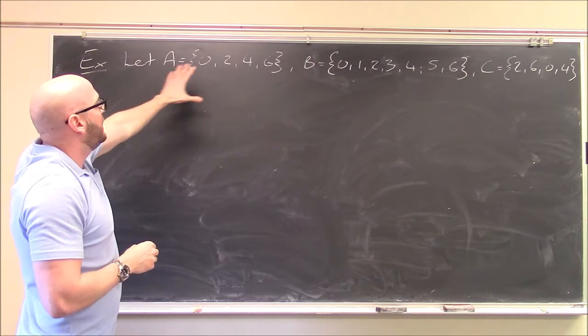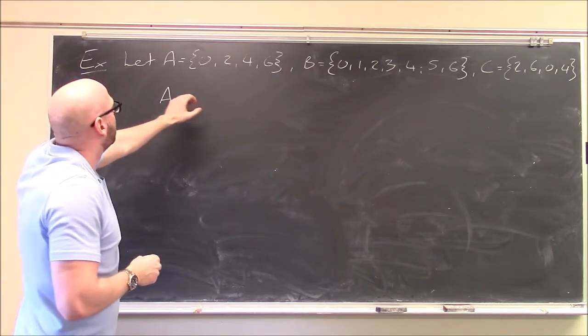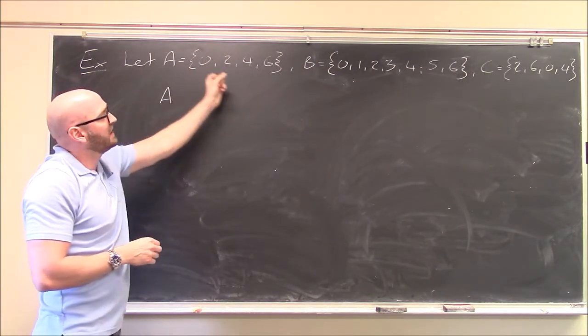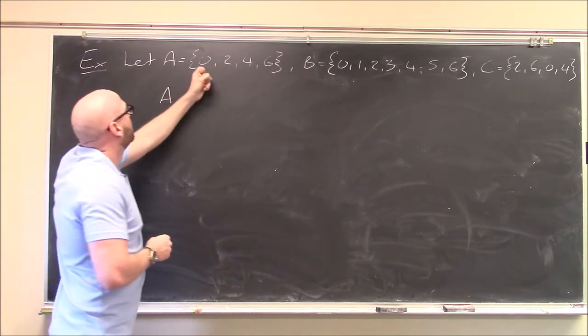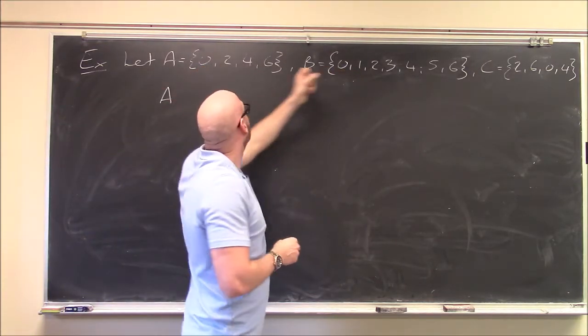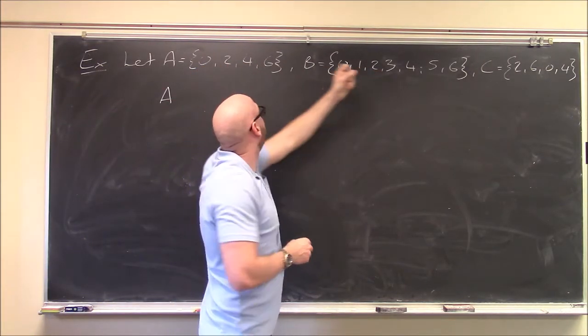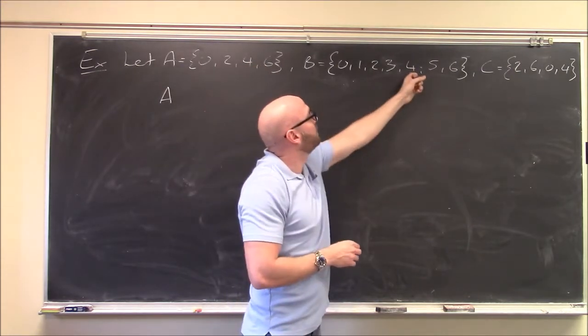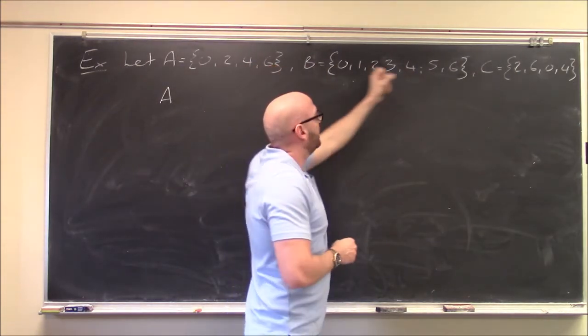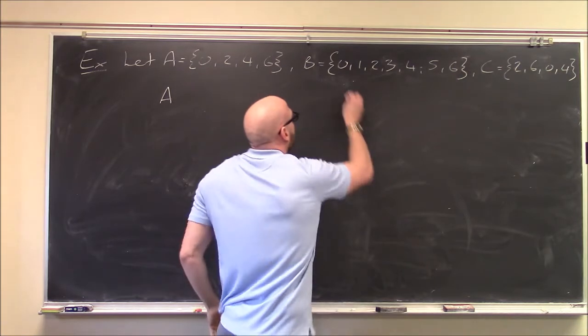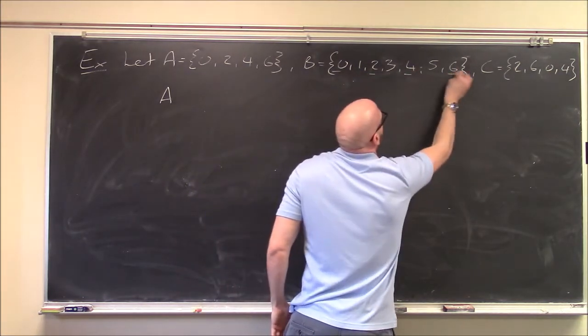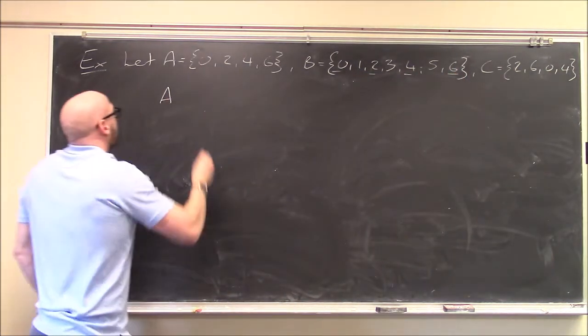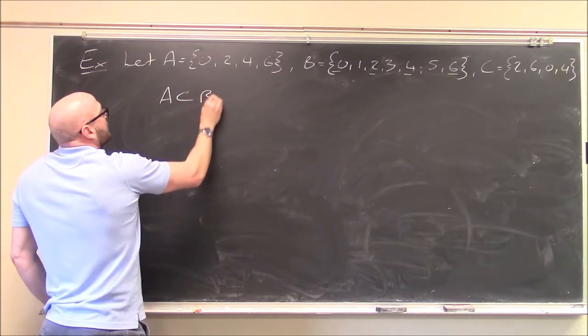My claim is that A is a subset of B. Why is this? Well, if I'm going to say A is a subset of B, then everything in A should also be in B. So I've got 0 in A, well that's also in B. I've got 2 in A, 2 is also in B. I've got 4 in A, 4 is also in B. I've got 6 in A, 6 is also in B. Right? So 0, 2, 4, 6. So clearly then, A is a subset of B.